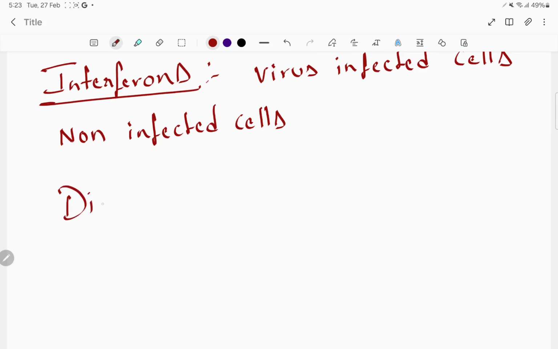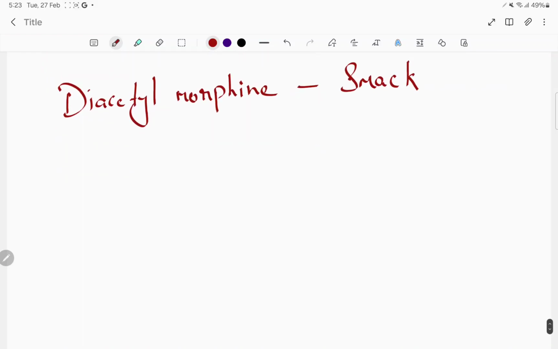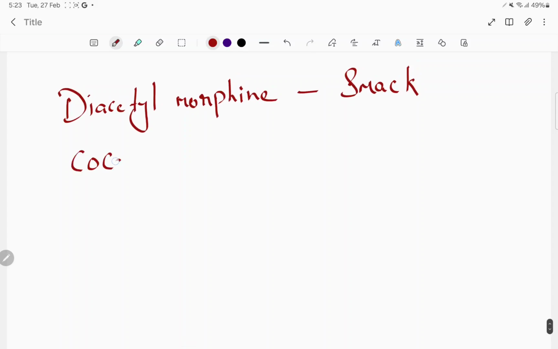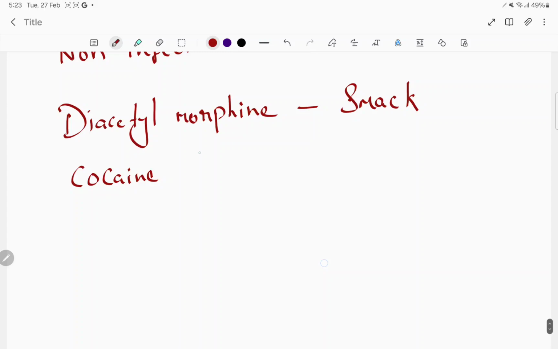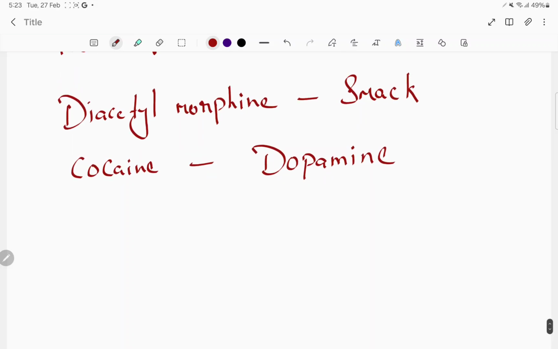So diacetylmorphine, we call it smack. Next, cocaine. It will interfere with the neurotransmitter dopamine. So acetylation of morphine, we call it smack.